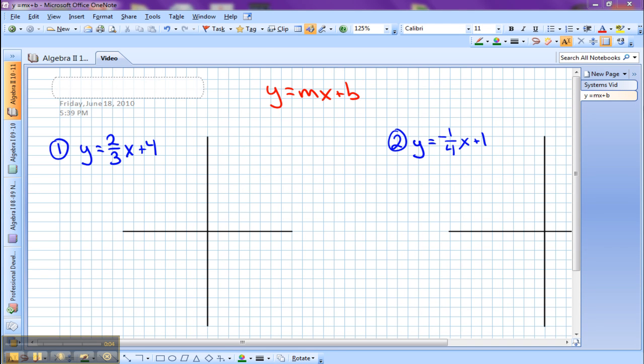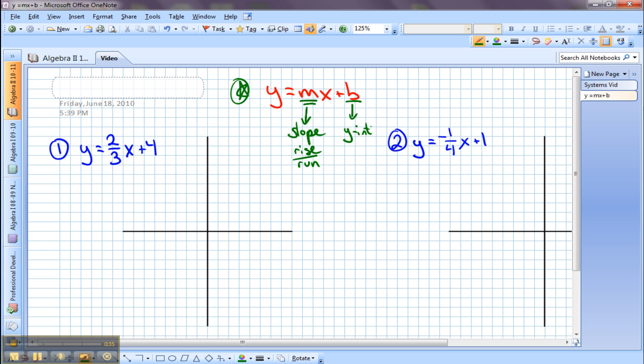Let's look at graphing in slope-intercept form. Slope-intercept form is the equation y equals mx plus b. The m stands for slope. We are going to be thinking about our slope in terms of rise over run. And the b is our y-intercept. It is called slope-intercept form because when we look at it, we see the slope and the y-intercept for the line.